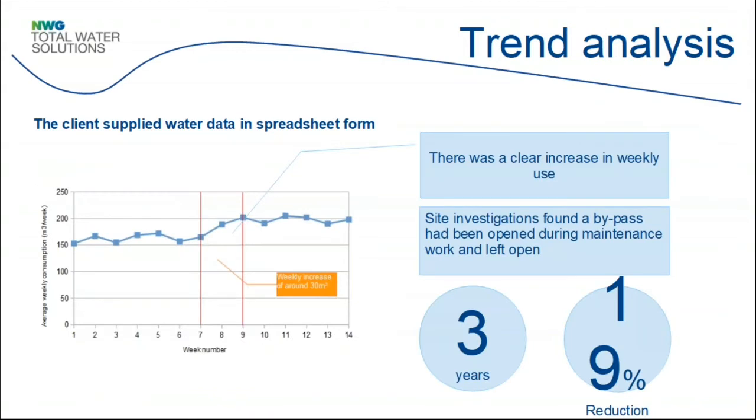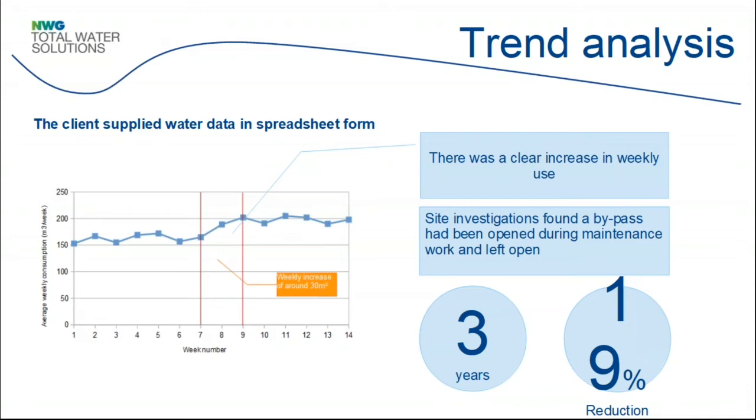Now, this is my favourite ever case study, and I've just noticed that the figure in the bottom right-hand corner seems to have gone a bit funny, so I apologise about that. If we look at the graph first, you'll see there are two vertical red lines between weeks 7 and week 9. And what the graph shows is the average weekly consumption in cubic meters a week. And at some point between week 7 and week 9 on that graph, there was a fairly clear increase in water consumption.